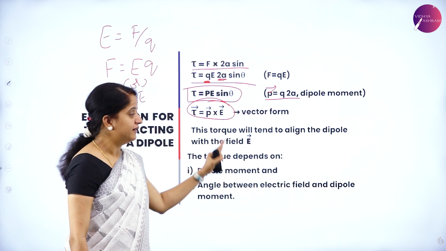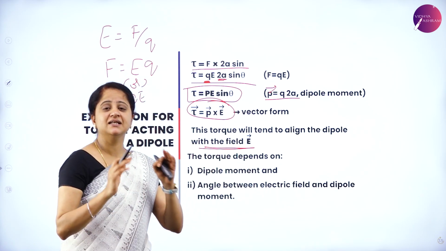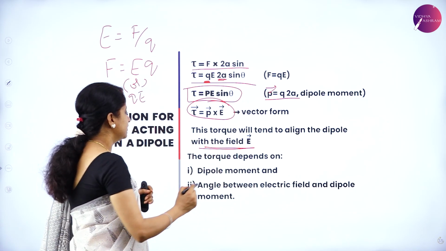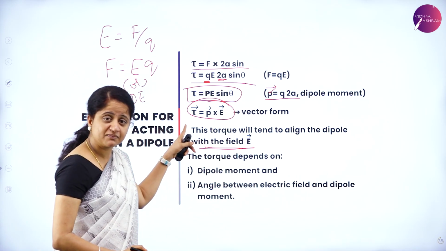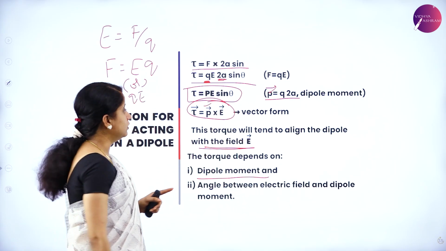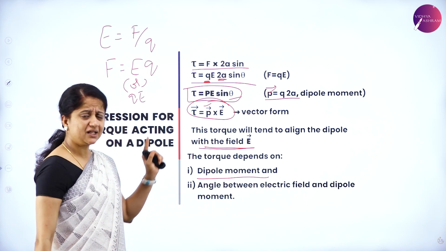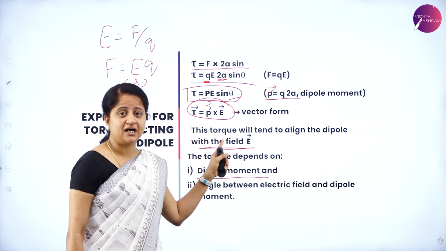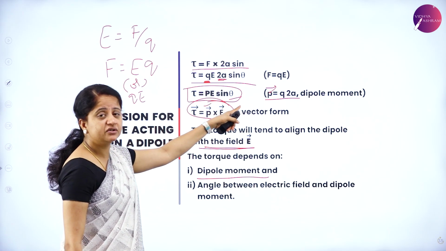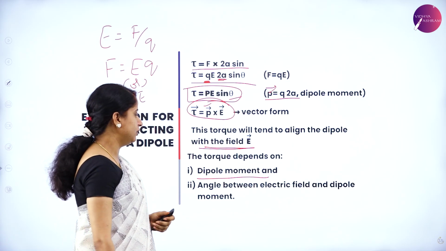And this torque will tend to align the dipole with the field E, which means this torque helps the dipole to align with the electric field. So this torque depends on, from the above expression we can write, the dipole moment, that is P, and also the angle between the electric field and dipole moment, that is given by theta. So the torque always depends on the dipole moment and also the angle between the electric field and dipole moment.